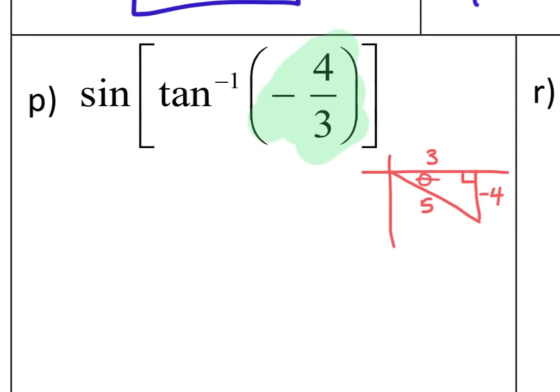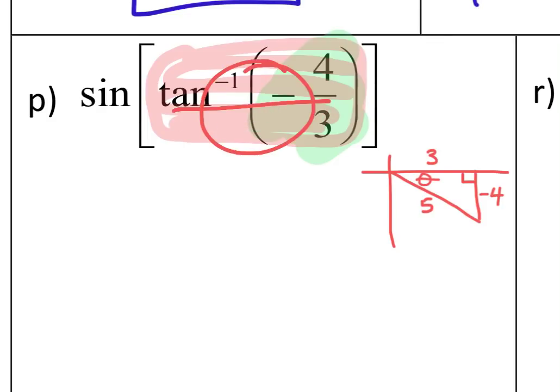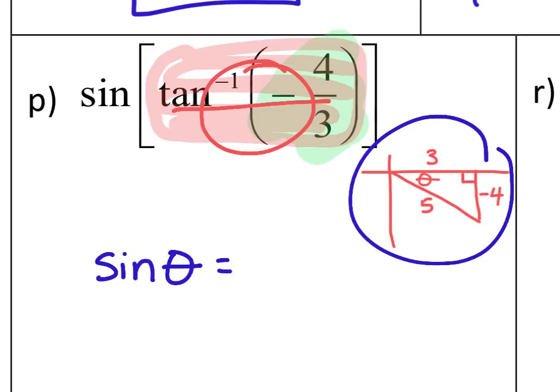And then if the answer to this entire input right here is theta, that whole thing is theta, this question is really asking, what is the sine of theta? We'll go back to the triangle to look at anything about theta. And in this case, the sine of theta, opposite over hypotenuse, is going to be negative 4 over 5.